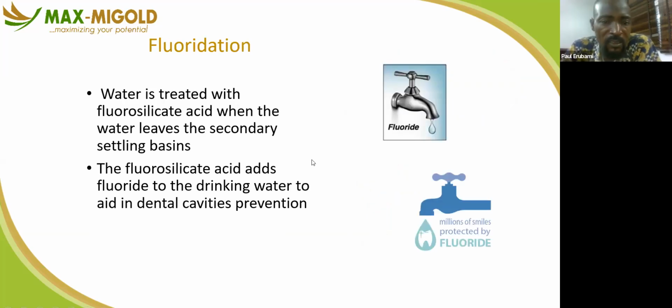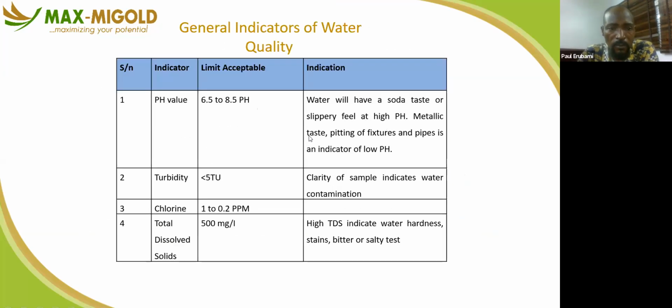Fluoridation. Water is treated with fluorosilicic acid when the water leaves the secondary settling basin. Fluoridation is more or less like chlorination, but the outcome of your raw water analysis will determine if you are going to perform what we call fluoridation or you're actually going to do what we call chlorination.